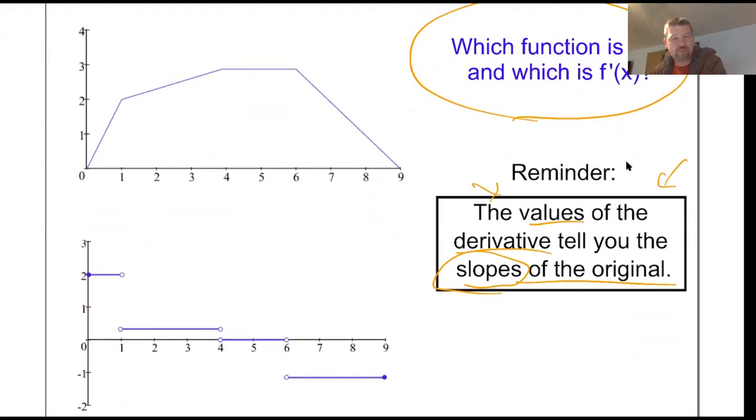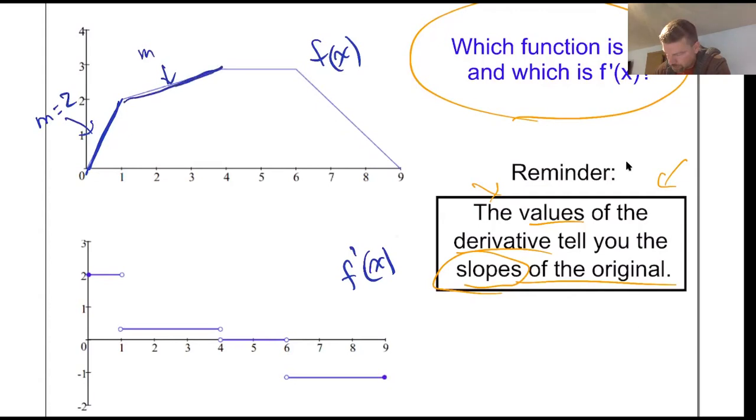So maybe pause it, see if you can figure out which one's which. All right, in this case, that one's f of x, this one's f prime of x. I can tell because when I look at this, that whole area has a slope of 2, right? Up 2 over 1. This whole area, that's also linear, so it's got a constant slope. That's going up 1 over 3.